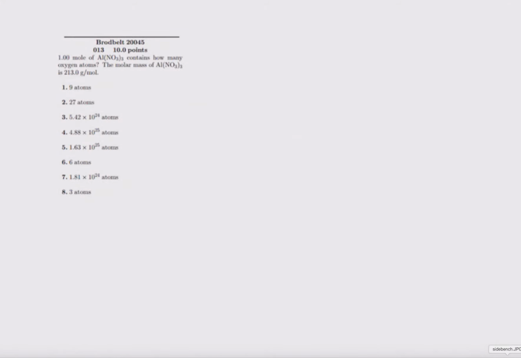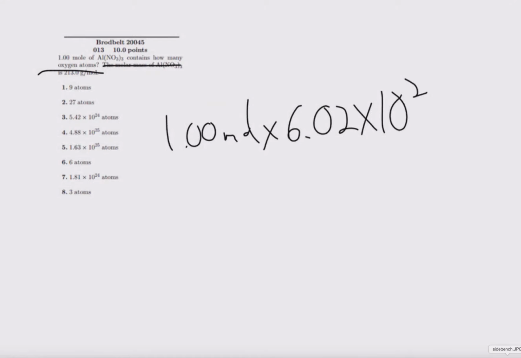If we have 1 mole of aluminum nitrate, how many oxygen atoms do we have? The molar mass really isn't relevant here because it says we have 1 mole. So 1 mole of anything is 6.02 times 10 to the 23rd molecules. So we have 6.02 times 10 to the 23rd molecules of aluminum nitrate.